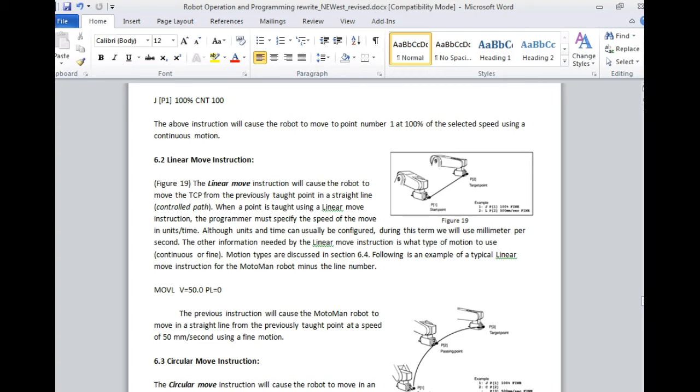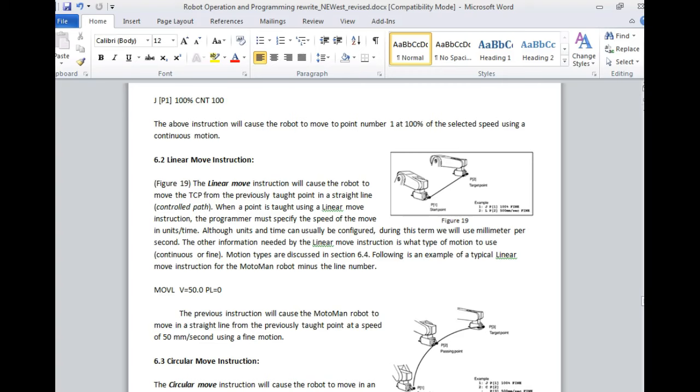MOVL, which would probably indicate a what? Move linear. What's V equals 50? That's the speed, and that's 50 millimeters per second. And then this out here is what we call the round off, which we need to understand. So this is going to get that spot perfectly.